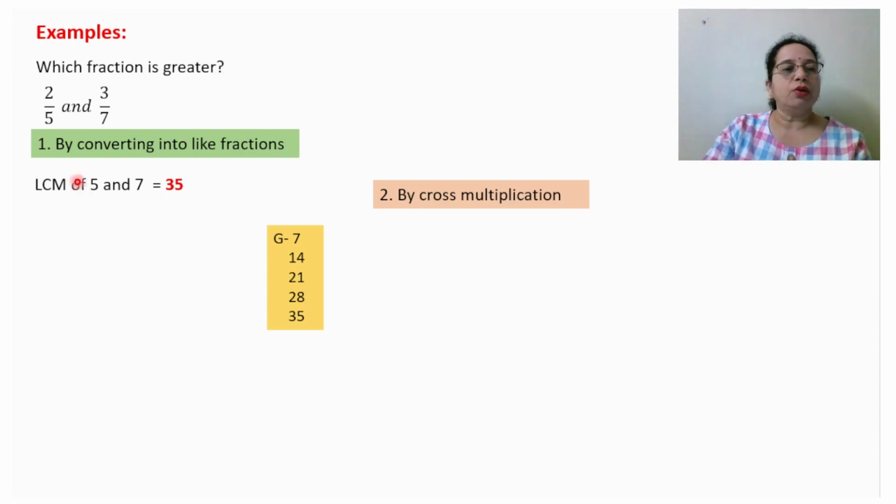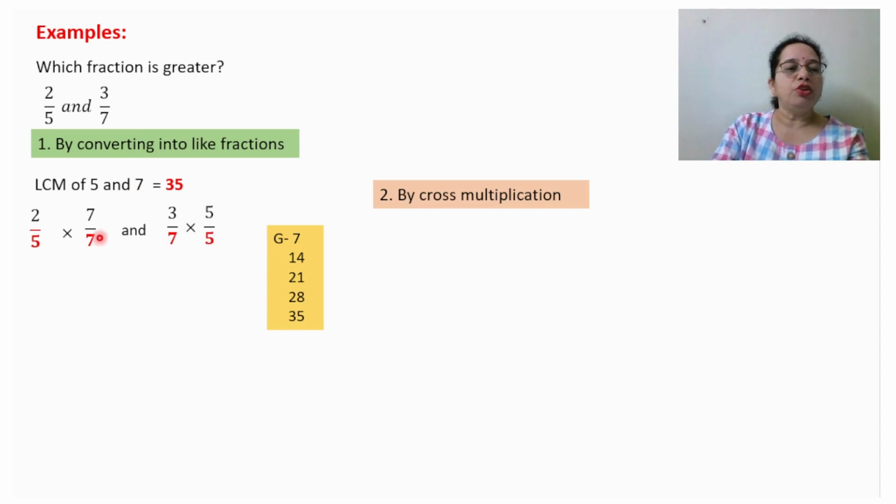Now we will write down the first fraction. So your first fraction is 2 upon 5. So write down here 2 upon 5. We will multiply by 7, since 5 7s are 35. So multiply by 7 by 7. Write down the other fraction 3 by 7. And now 7 5s are 35. So multiply by 5 by 5.